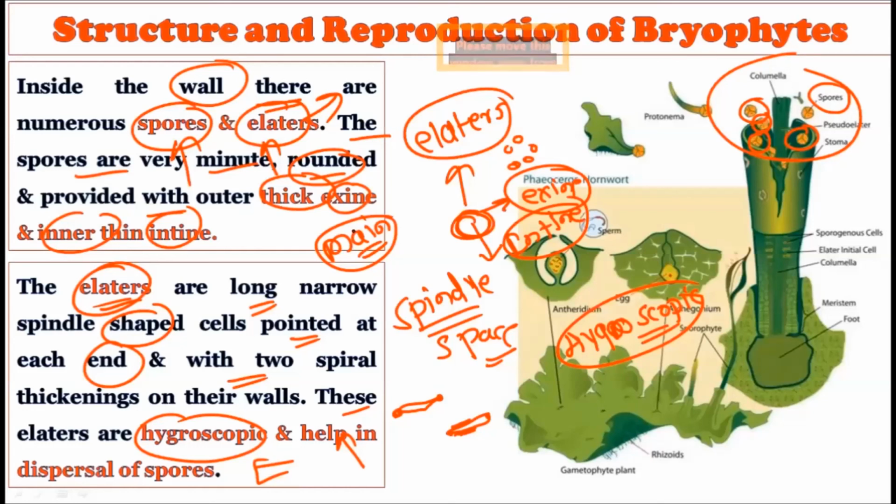These are spindle shaped cells. They are called elaters, hygroscopic in nature, and they help in the dispersal of the spores from the capsule to the surrounding environment. Okay. So this is all about this topic.